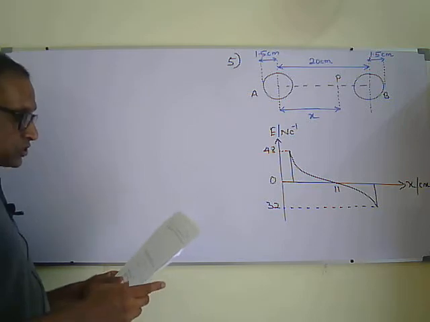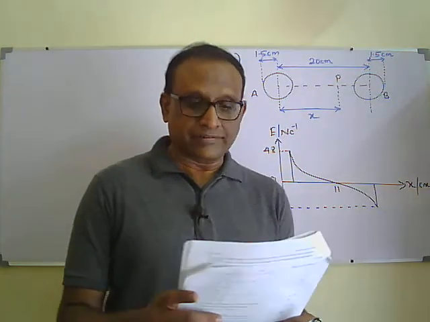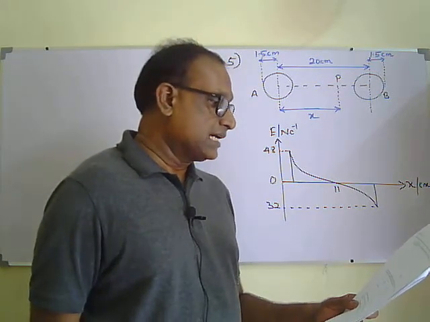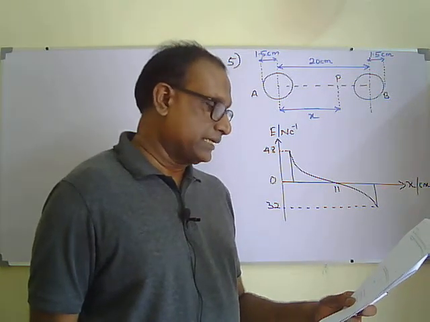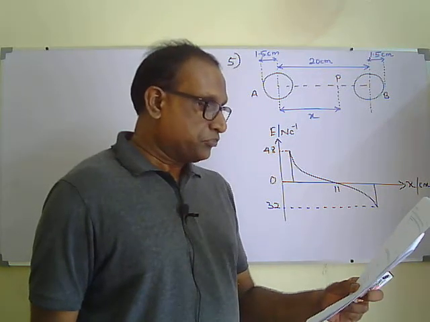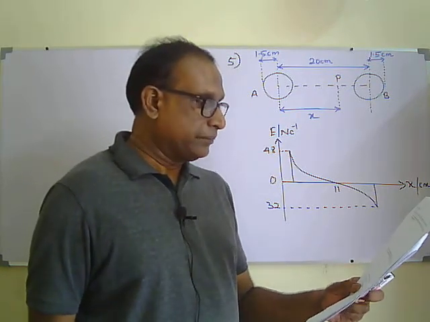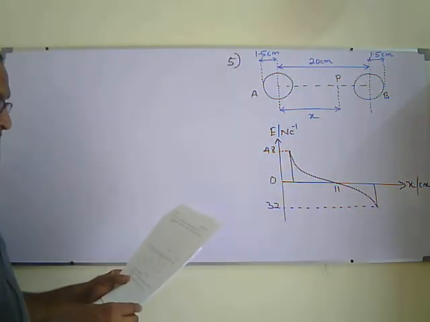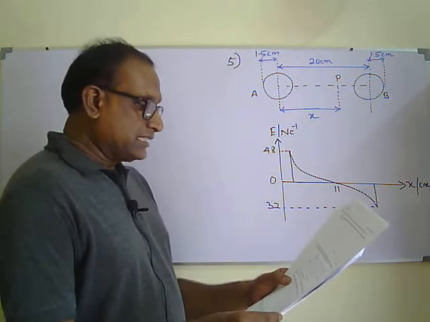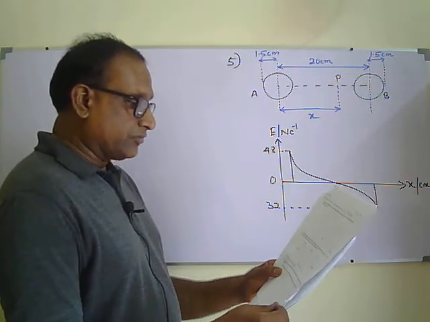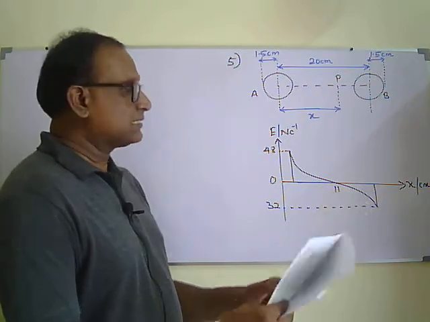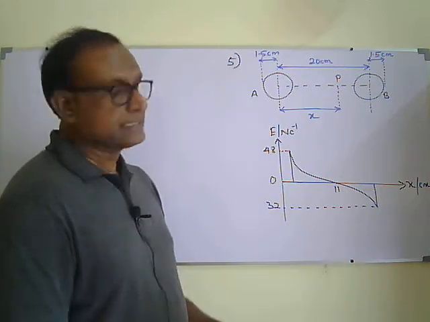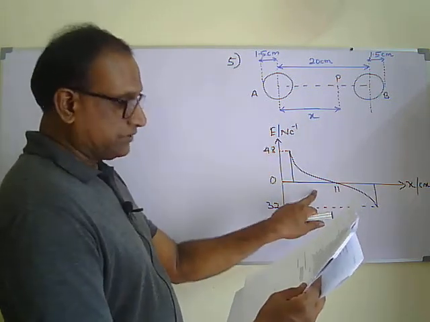They are saying two solid metal spheres A and B, each of radius 1.5 centimeter, are situated in a vacuum. Their centers are separated by a distance 20 centimeter. Both spheres are positively charged. Point P lies on the line joining the centers of the two spheres at a distance x from the center of the sphere A. The variation with x of the electric field strength E at point P is given on the graph, right? Page number 8, sorry. There the graph is given.